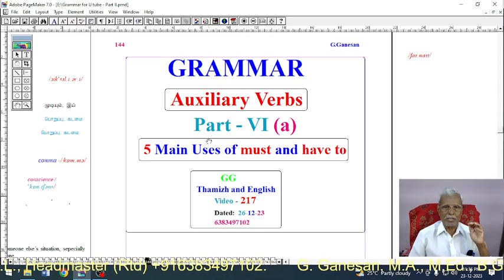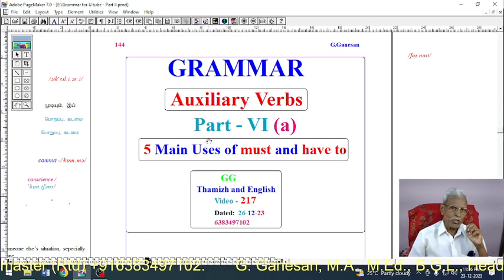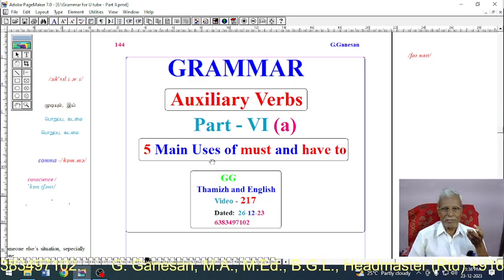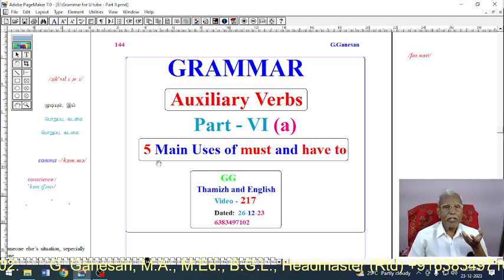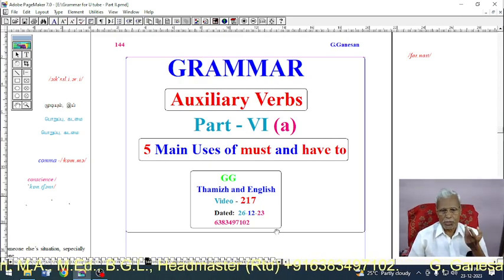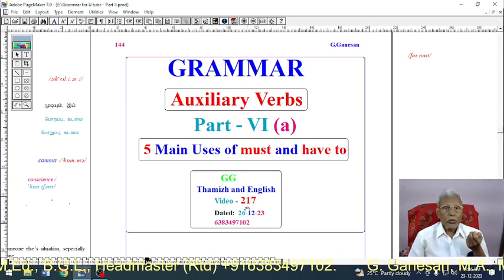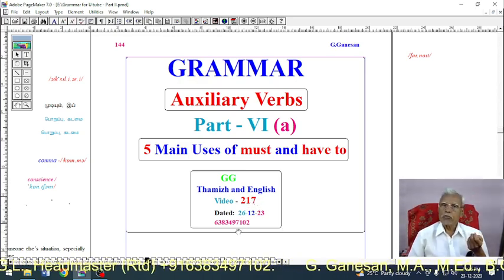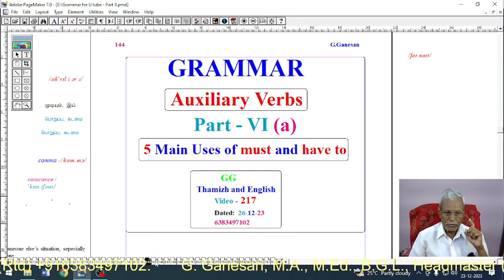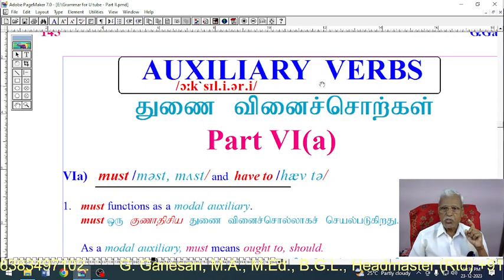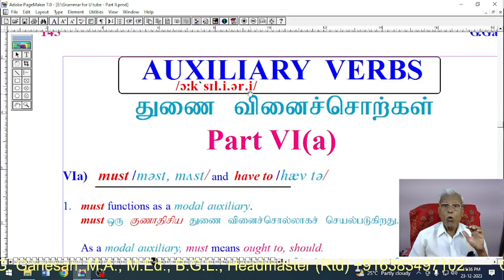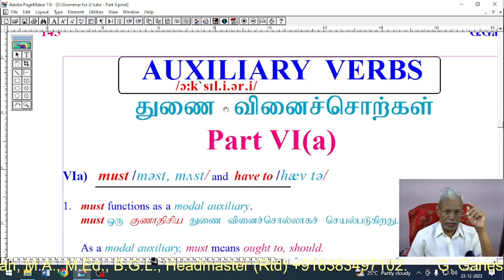I have given some 20 uses of must and have to, but as I have given them under 5 headings, here I have mentioned 5 main uses of must. Video 217, dated 26/12/2023. Auxiliary verbs. Auxiliary, 5 syllables, don't forget.